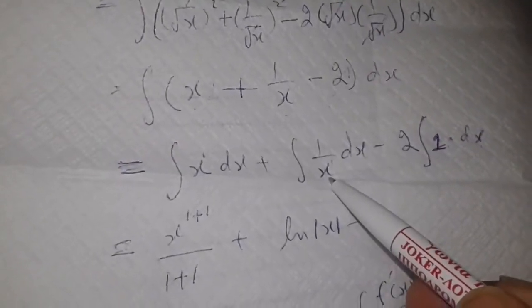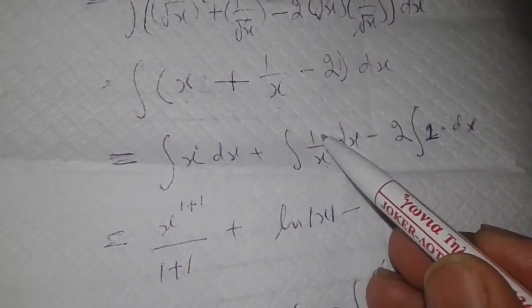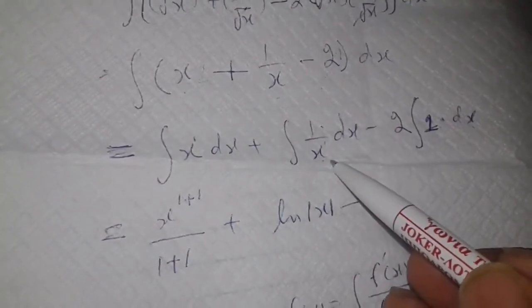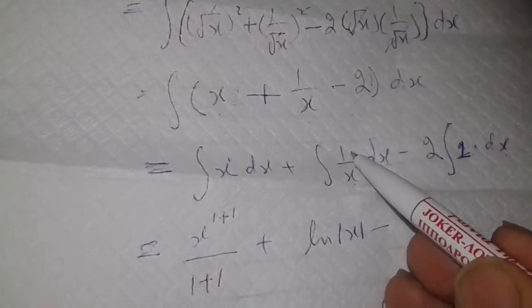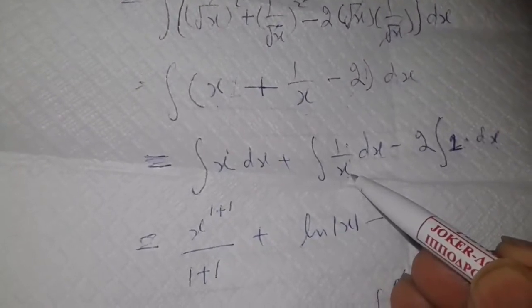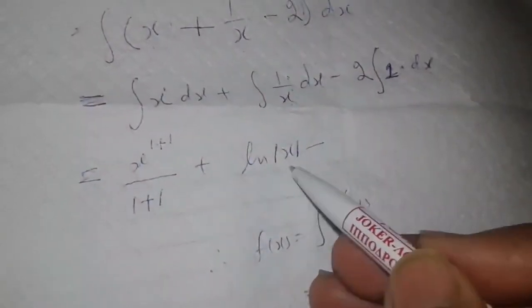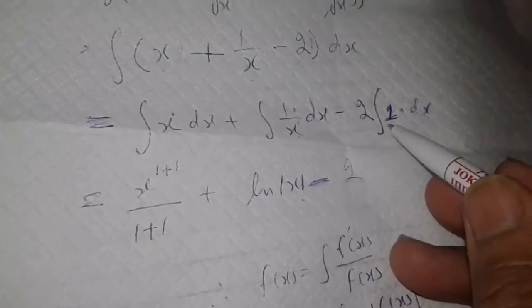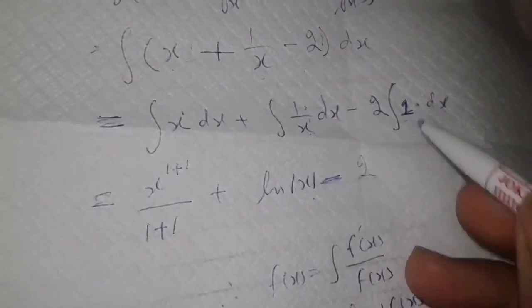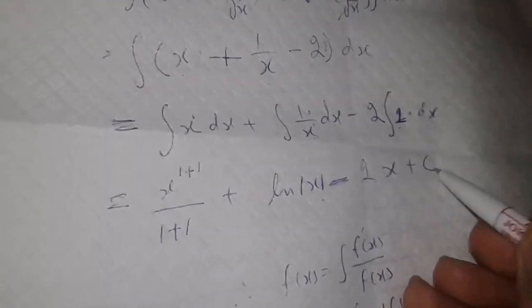Here is the function f of x and here is the derivative, because the derivative of x is only 1. d by dx of x is equal to 1. So the derivative over the function always equals the natural log of the function. So we can write here natural log of x according to this formula, minus 2, and the integration of 1 is x plus constant of integration.